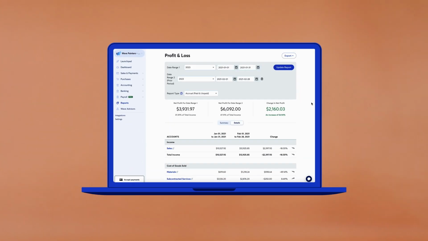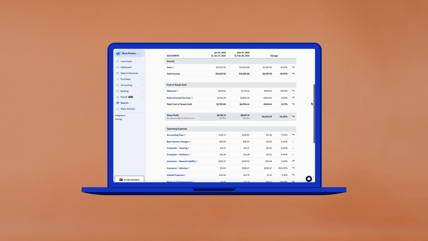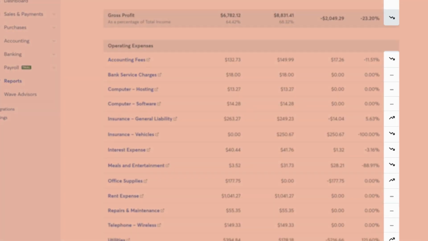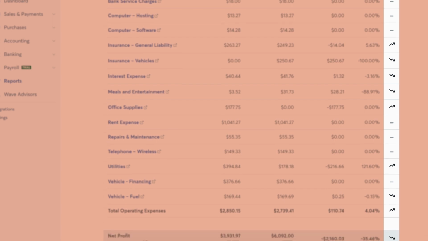For example, in the reports section of your Wave dashboard, when you compare periods on your profit and loss statements, you'll see an arrow indicating whether each line item increased or decreased between the 2 periods, so you can easily see what changed at a glance. All of these learnings, individually and collectively, can be hugely helpful when making smart money decisions as a business owner.